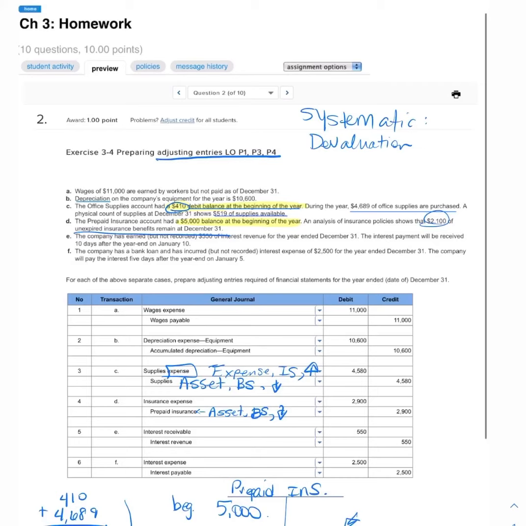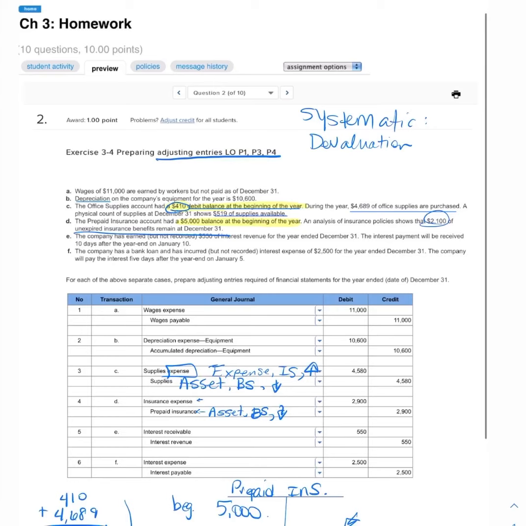Now, what we need to think of next is that handles the portion of my rules that say we must have a balance sheet account. But what about the income statement account? So just like how we had a supplies expense account for supplies, we're going to have an insurance expense account for our insurance. And so we see that here.